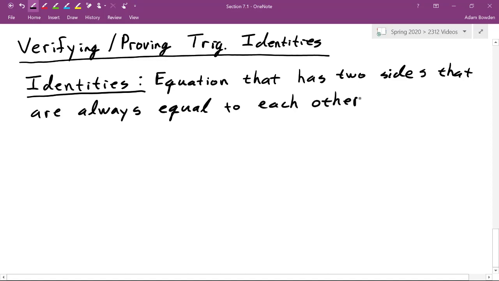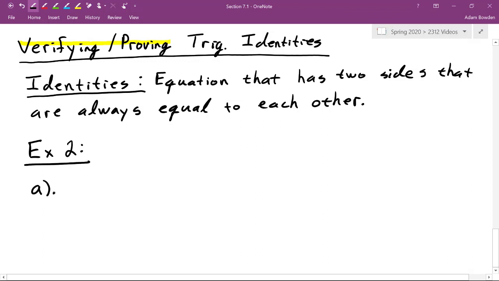So our goal is to show that this is the case. We won't know from the start that the two are equal to each other. That'll be our goal in the whole process of verifying or proving, showing that they are always equal to each other. So let's start out with an example.